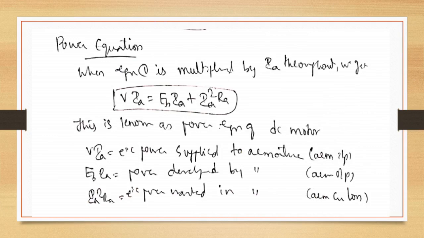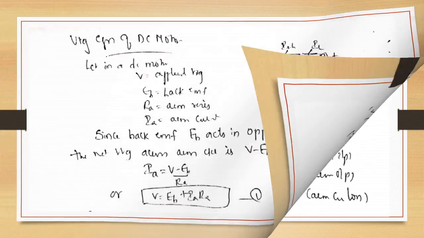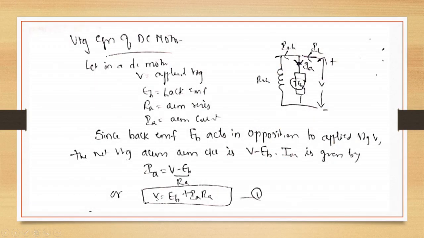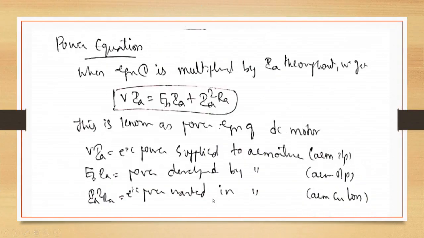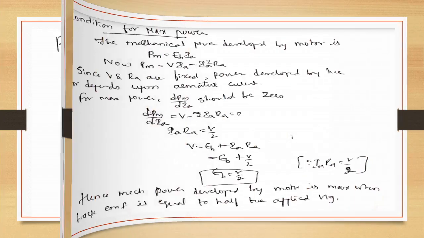Let us see the power equation. Multiply the voltage equation by IA. So we will get the power equation. V into IA is equal to EB IA plus IA square RA is the power equation of the DC motor. And V IA is called the electric power supplied to the armature. EBIA is power developed by armature and IA square RA is the electric power wasted in the armature. This is armature copper losses. So armature input is equal to armature output plus armature copper losses.